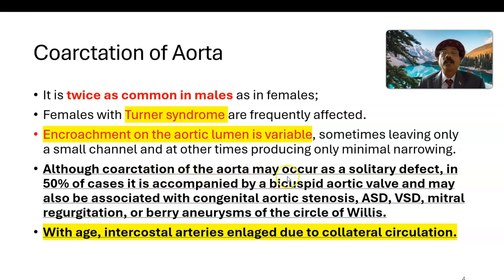Although coarctation of the aorta may occur as a solitary defect, in 50% of cases it is accompanied by a bicuspid aortic valve. We know that the aorta has the semilunar valve with three cusps. Sometimes we may have two cusps. In those cases, that heart may be associated with coarctation of the aorta. The distal part of the arch of aorta may be narrowed.